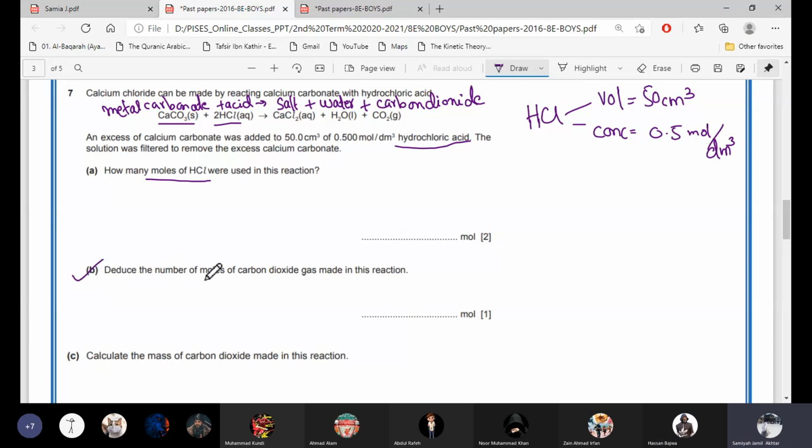Part B is deduce the number of moles of carbon dioxide. You will take the ratio between HCl and carbon dioxide and find out. 1:2. Yes. And then in part C, calculate the mass. If you have the moles of carbon dioxide, you can find the mass of carbon dioxide. Come on, let's do these three parts fast.